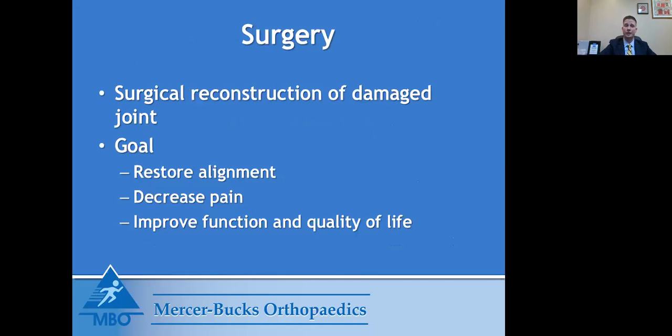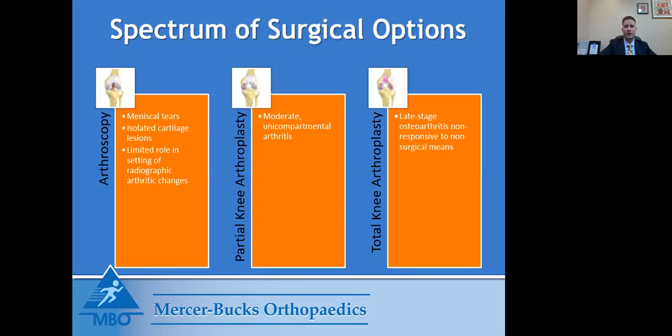All right, so when we're talking about surgery, we're talking about surgical reconstruction of a damaged joint to help restore alignment, decrease pain, and improve function and quality of life. The spectrum of options really depends on the degree of arthritis and the magnitude of symptoms that we're dealing with. The least invasive and simplest surgery available is arthroscopy, or a knee scope.